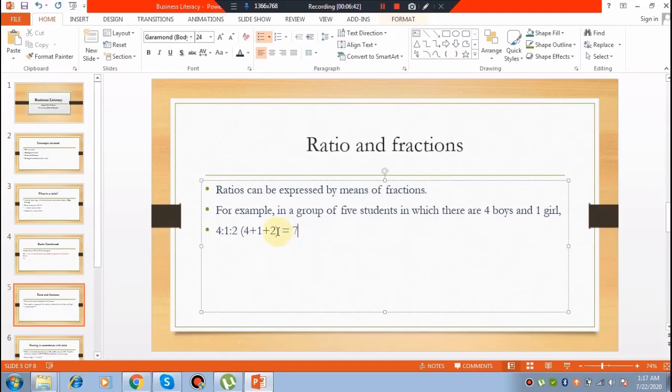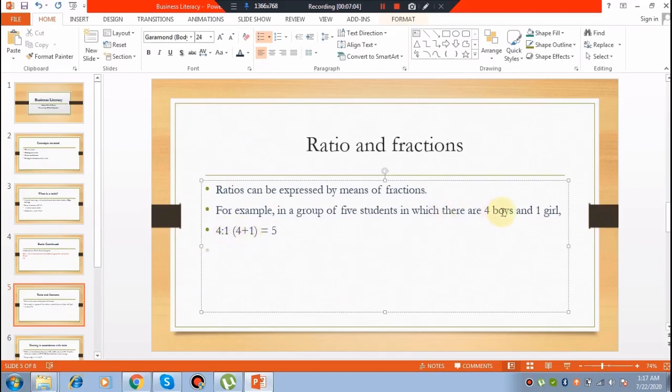Going back to our example, let's see here, that's 5. Perfect. So we want to find, what is the ratio of girls of the 5 expressed as a fraction?